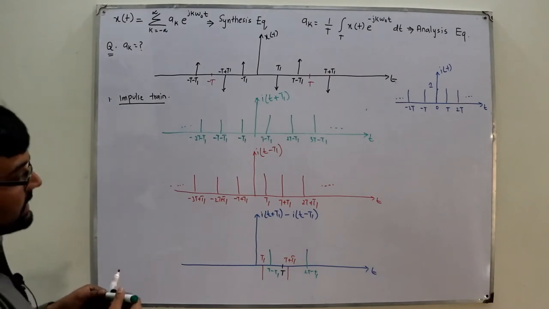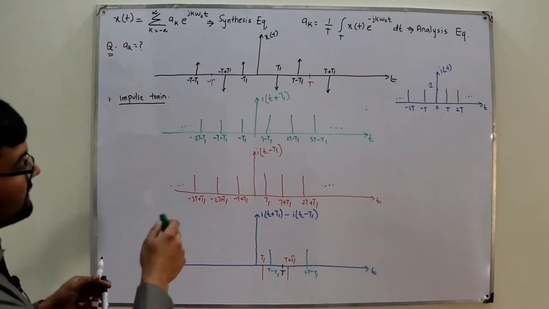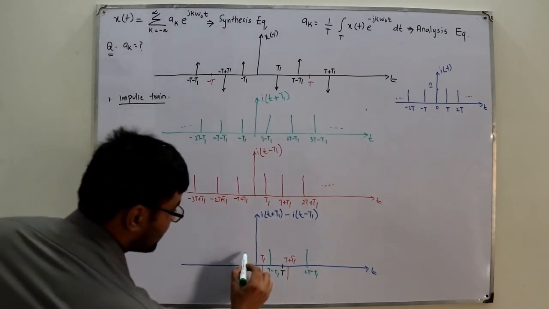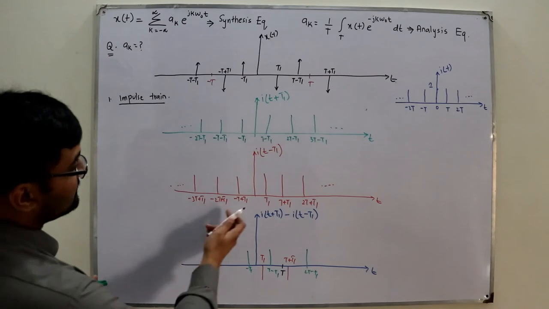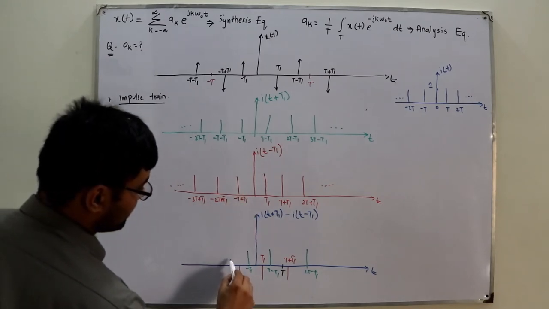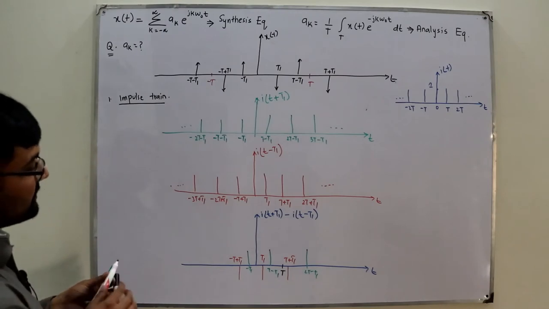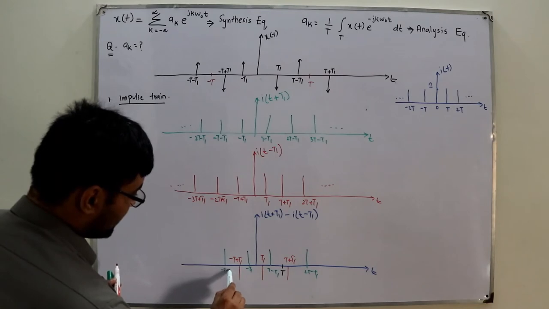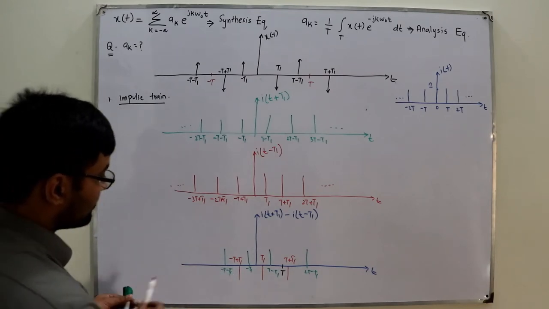Now similarly, on the left-hand side, you have it at negative T1, so I would draw it over here. This is negative T1. Then you have negative T plus T1. Similarly this repeats: negative T minus T1, and on this side, negative 2T plus T1.